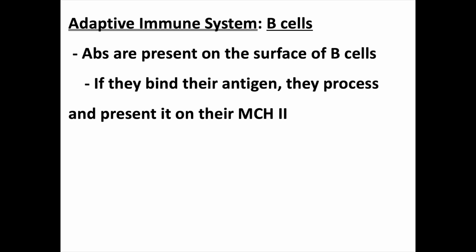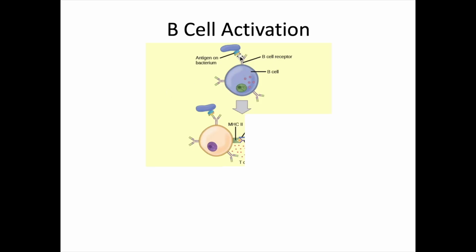So how do these antibodies actually do their thing? Well, there are antibodies present on the surface of B cells, and if they bind to their antigen, that's go time. So, okay, let's look at this process. Here we've got a B cell and an antibody on the surface, and here it says antigen on bacterium. So yeah, okay, of all these millions of B cells in the body, this one has happened to find the one antigen that it was made to recognize. Yeah, that's absolutely go time.